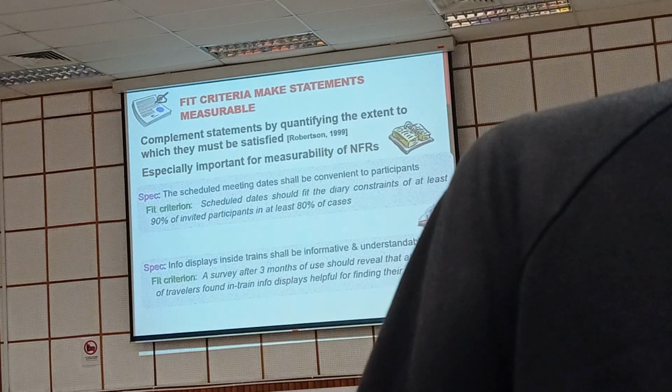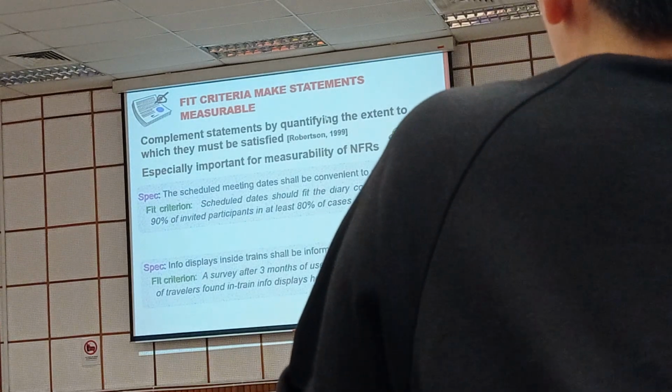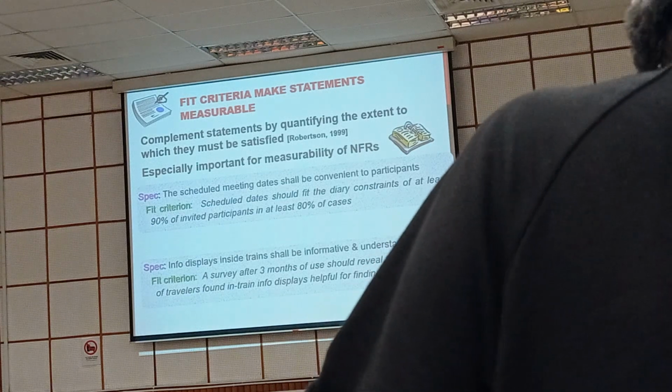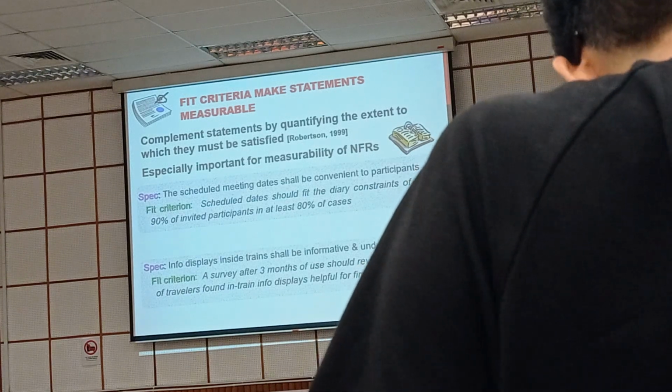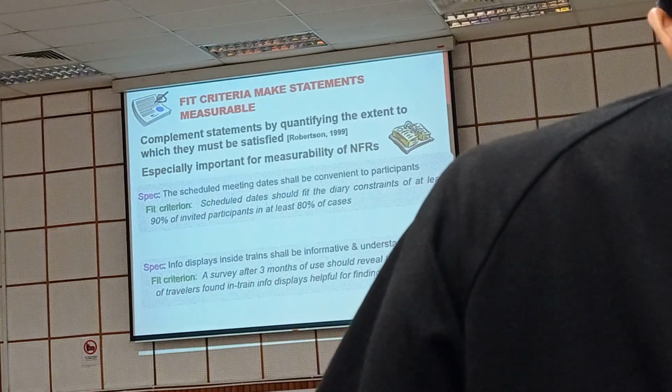Okay? A survey. See this one? The second one: a survey after 3 months of use should reveal that at least 75% of the travelers found the train info display helpful for finding their connections. So after 3 months of the information displayed on the system, you conduct a survey with travelers, at least 1,000 or 2,000 people, you have a target. After you conduct it, at least 75% must answer yes, they are able to understand. Then you can say my system is understandable, usability is high.